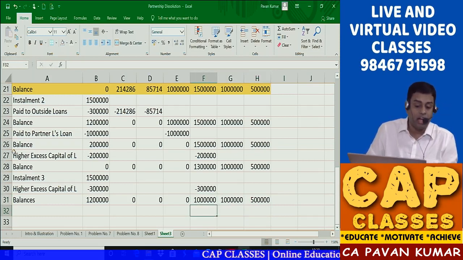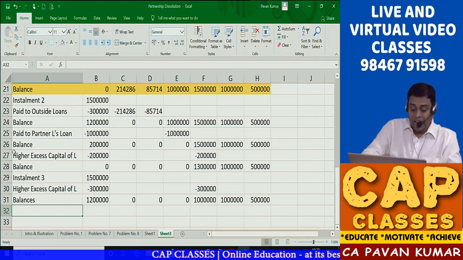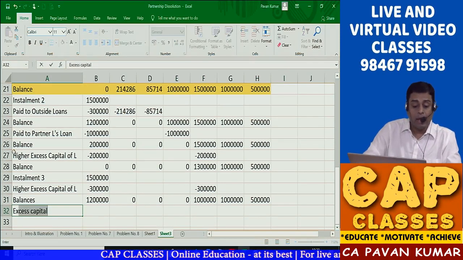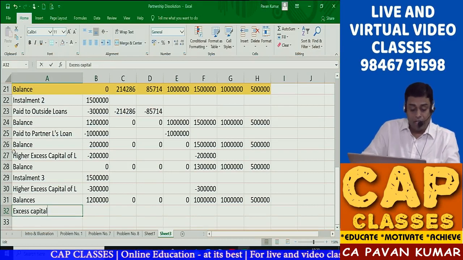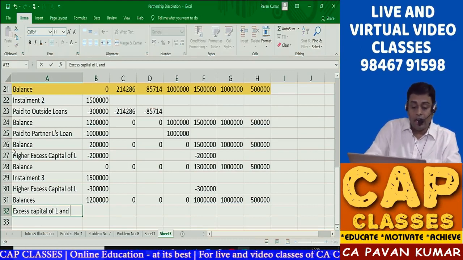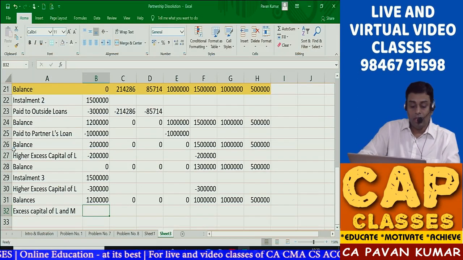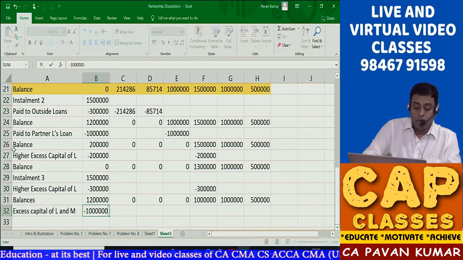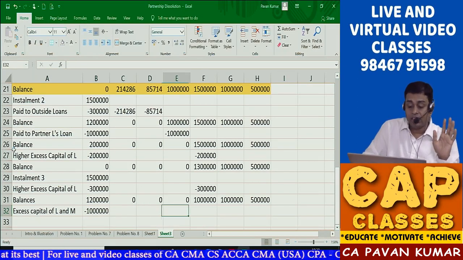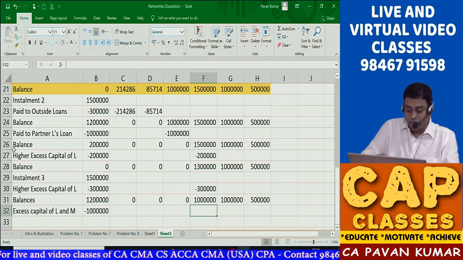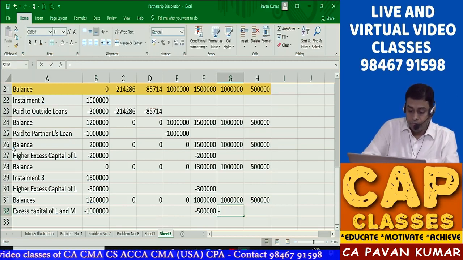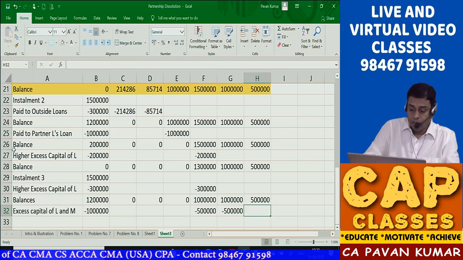That is our step 2 in conclusion. So here you have 12 lakhs. No? Now excess capital of L and M. 10 lakhs minus. Good news is you have 10 lakhs completely. So you can pay it off. 5 lakhs here. 5 lakhs here. 0 here.